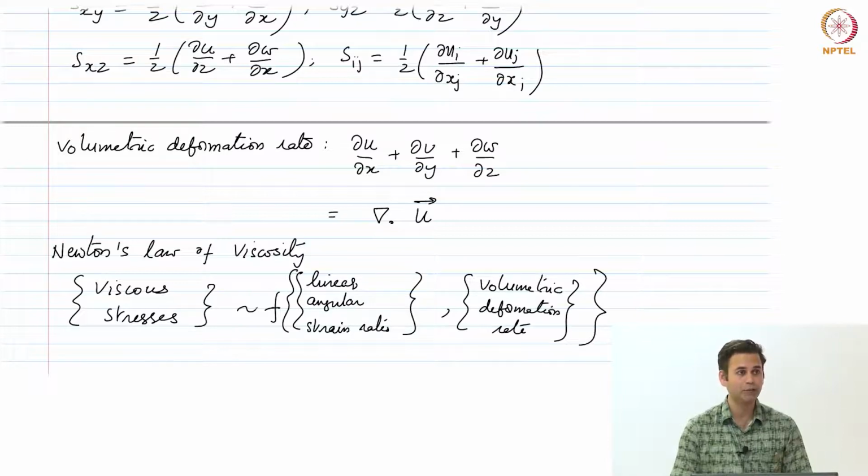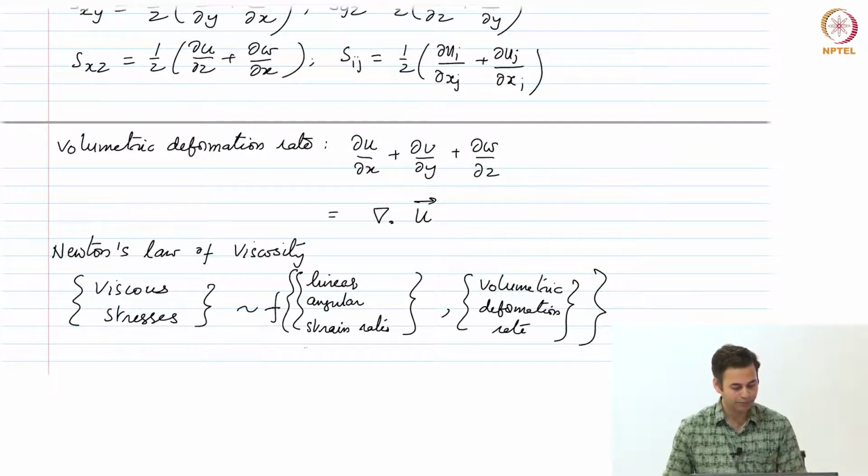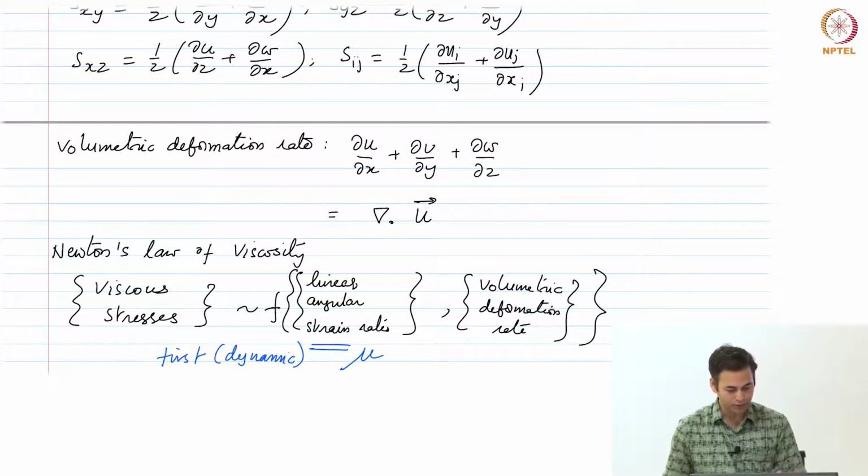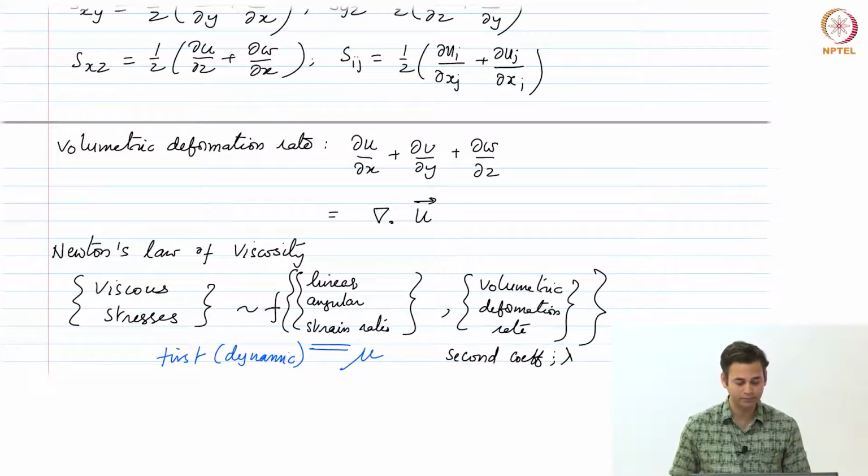As a result, we end up with two coefficients of viscosity, okay. One relates to the linear or angular strain rates, and that is known as the first or the dynamic coefficient of viscosity, which is denoted with the symbol mu. The other one is known as the second coefficient of viscosity, which is usually denoted with the symbol lambda, okay.